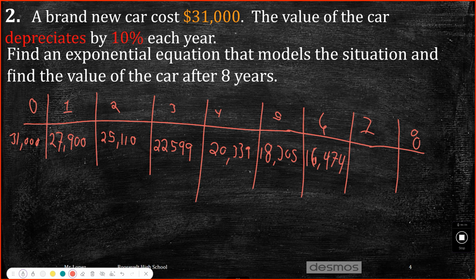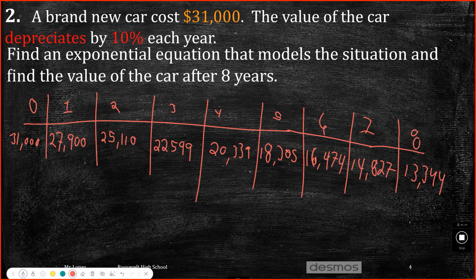Then 10% of that, 16,474 minus 1,647. 14,827. And then 10% of that, 14,827 minus 1,483. 13,344. All right. So the value of the car is 13,344 after 8 years.